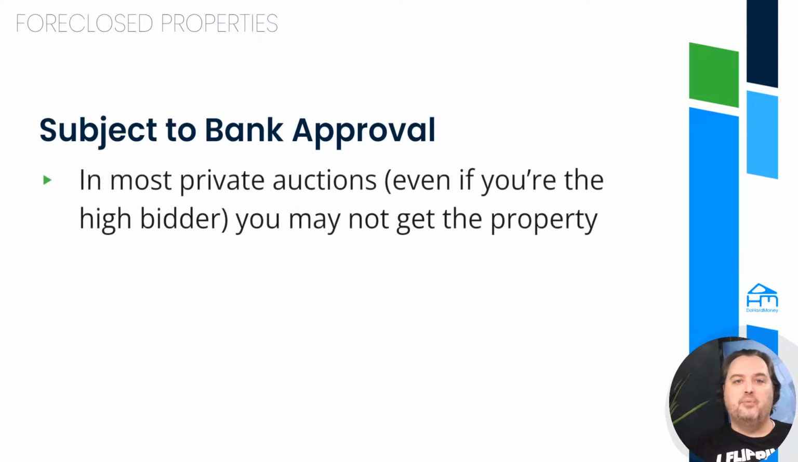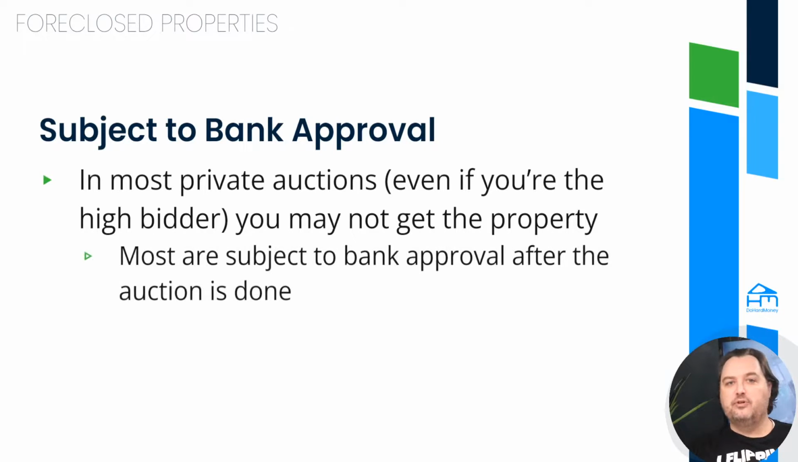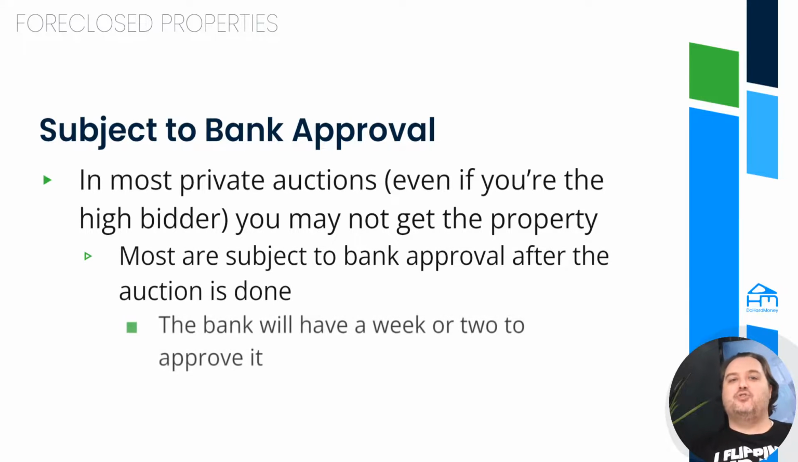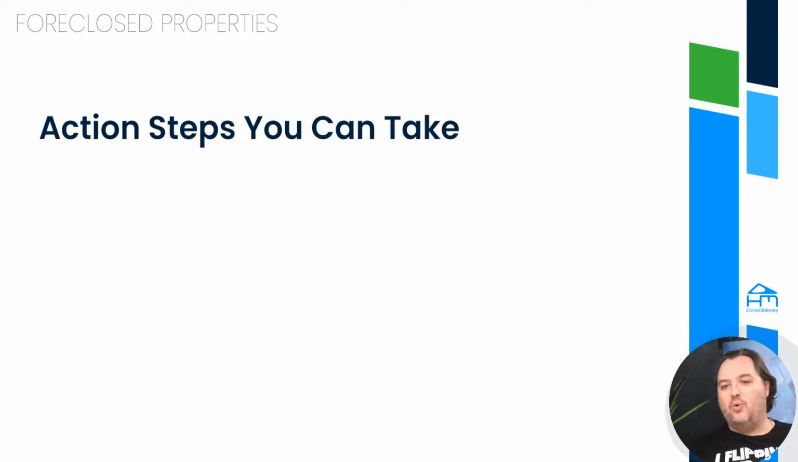Subject to bank approval: in most private auctions, even though you're the high bidder, you're not going to be awarded the property right then. It's going to be subject to the bank's approval. Usually it takes a week or two for the bank to approve or deny that. If you are the winning bidder, you can move forward. If not, they try to sell it another way or put it back in the auction. The bank will have a couple of weeks to approve it. That's usually what happens here.